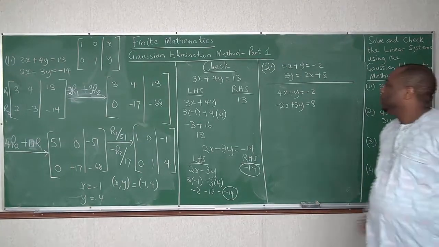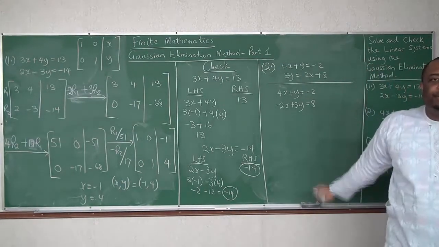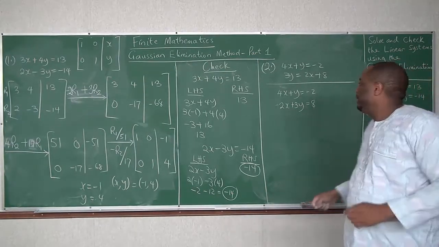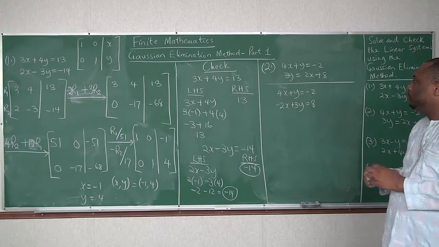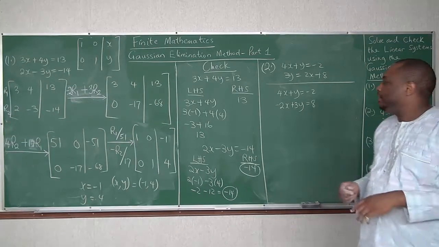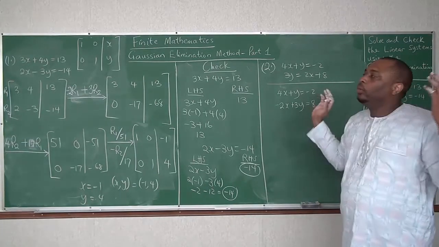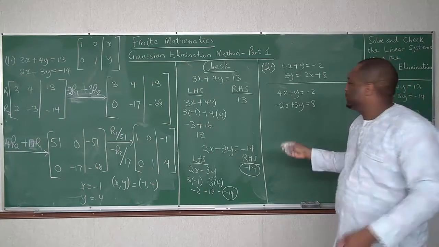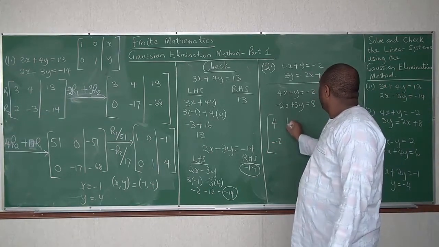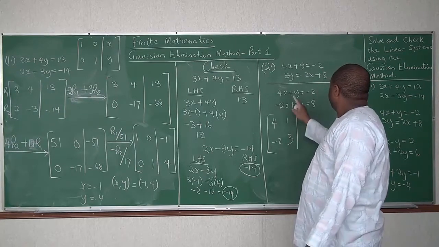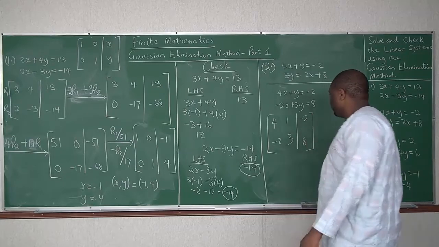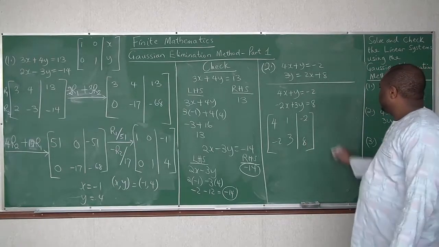Okay? So it's aligned. We see whether we can simplify it. I don't like working with big numbers, so let's see whether we can simplify it. 4, 1, negative 2 for equation 1. No, we cannot. Negative 2, 3, 8. No, we cannot. Okay, the next thing, we write it as an augmented matrix. This will be 4, 1, negative 2, and then negative 2, 3, 8. Alright, let's apply our operations.